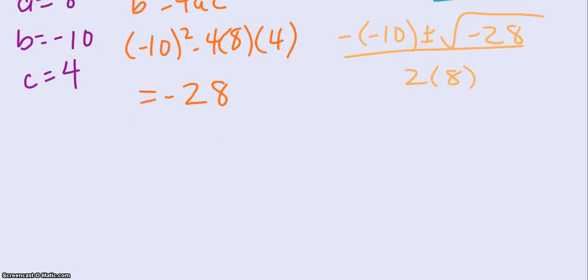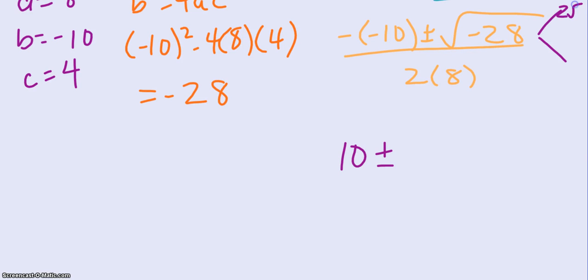Alright, so I'm going to scroll down a little bit. Negative 10 is a positive 10, plus or minus, and then the square root of 28. Type that into your calculator, and you get 2 square roots of 7, and you also have an i because of the negative. So 2i square roots of 7 over, and then 2 times 8 is 16. Let me fix this 2 a little bit so you can see it. There we go. 2i square roots of 7.